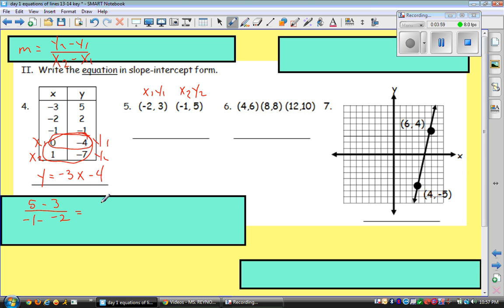So 5 minus 3 is 2. 2 negatives make a positive. Negative 1 plus 2 is 1, giving me a slope of 2. So I know so far my answer is y equals 2x. Now they didn't give me the y-intercept this time, so I have to use point-slope form to find it. So using that formula from the first page, y minus y1 equals m times (x minus x1).